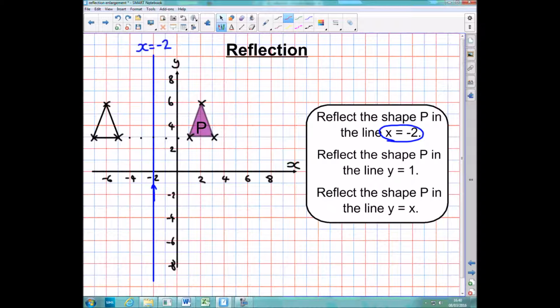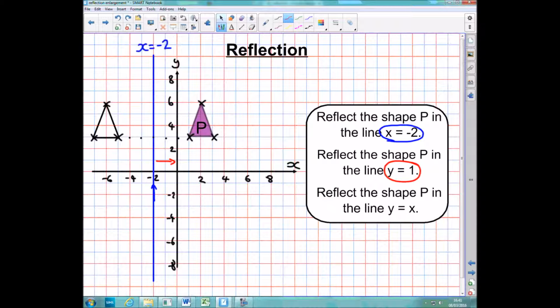Next, I want to reflect the shape P in the line y equals 1. So I'm going to do exactly the same thing that I did last time. Firstly, I'm going to identify where 1 is, but this time on the y-axis. As you can see, 1 would sit here. So again, I'm going to draw a line through 1.